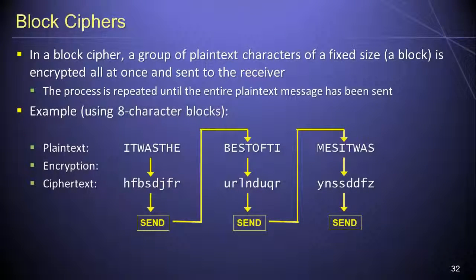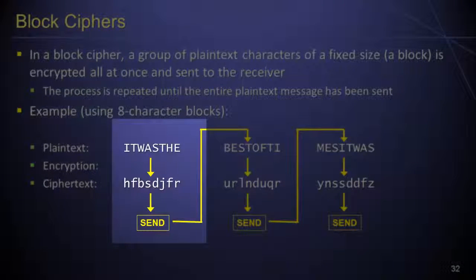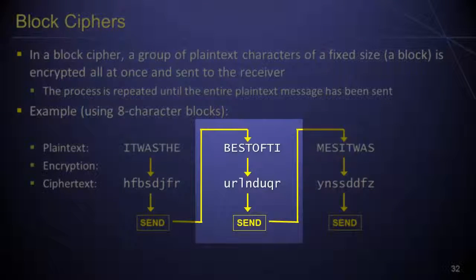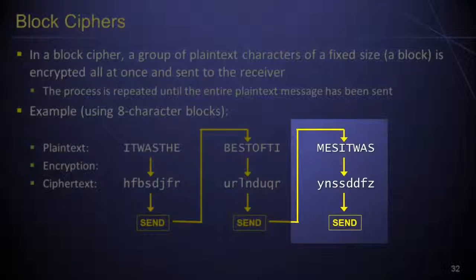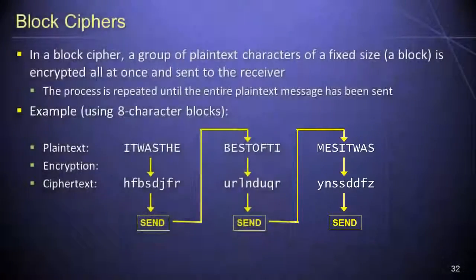As an example, imagine that we have a plaintext message that contains 24 characters, and that our block cipher operates on 8-character blocks. The algorithm would begin by encrypting the first 8 characters of the message, after which the resulting ciphertext would be transmitted to the receiver. The algorithm would then encrypt the next 8 characters of the message, after which the resulting ciphertext would once again be transmitted to the receiver. The process would conclude by the algorithm encrypting the final 8 characters of the original message and then transmitting the final part of the ciphertext to the receiver.